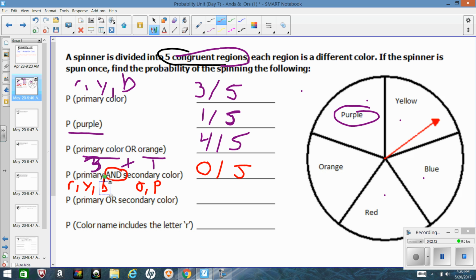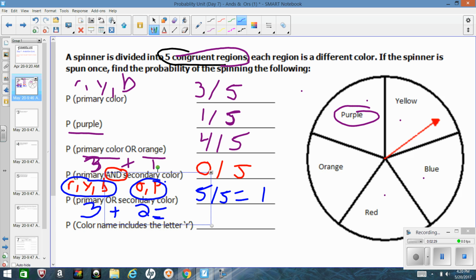Now we want a primary or a secondary color. Well, if we look, we have 3 primary colors. We have 2 secondary colors. We're going to add them together. We would subtract anything they have in common, but they don't have anything in common. So our probability would be 5/5, which is equal to 1. And 0/5, we probably should have simplified that, which is 0.